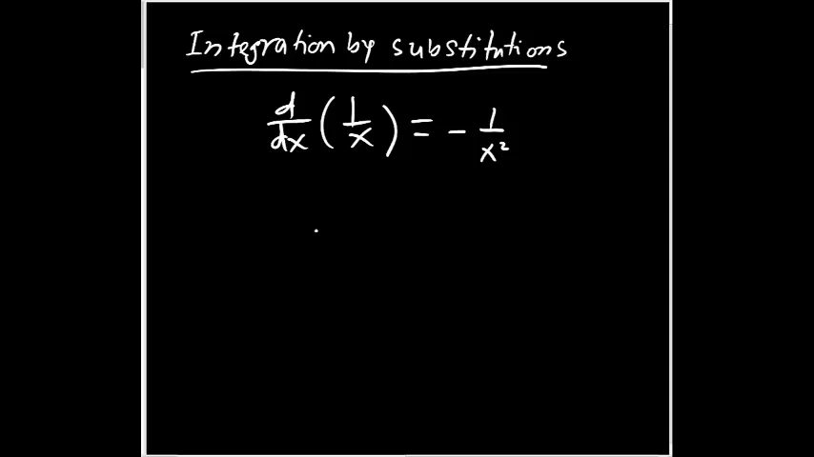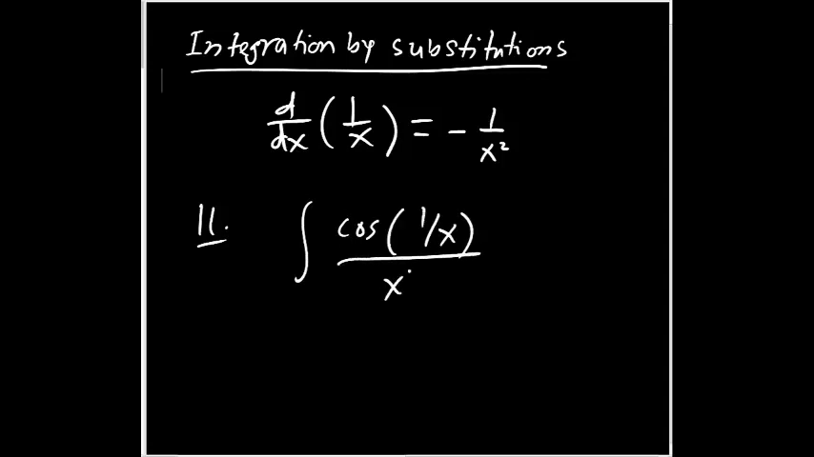So the problem is like this. We are given integration number 11, I think. The integral of cosine of 1 over x divided by x squared dx. This is the shape now, look. So then what is your u? Must be 1 over x, because I need cosine x type or cosine u type. So that's why 1 over x is my u.